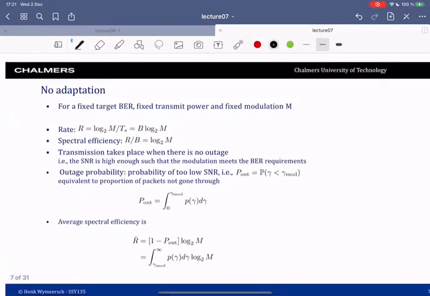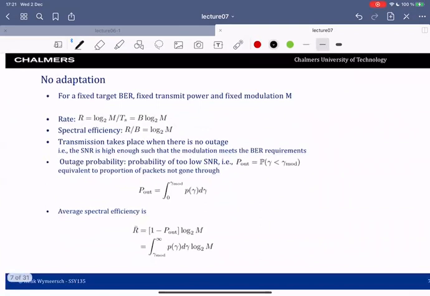As a benchmark, it's good to think how the performance will be when we don't adapt the transmission. In that case, we will consider the following case. We have a fixed bit error rate, a fixed transmit power, and a fixed modulation format. Okay, so this target bit error rate is the bit error rate that we want to maintain. For instance, let's say 10 to the minus 3. If it's 10 to the minus 3 or better, we're happy. Otherwise, we're in outage.